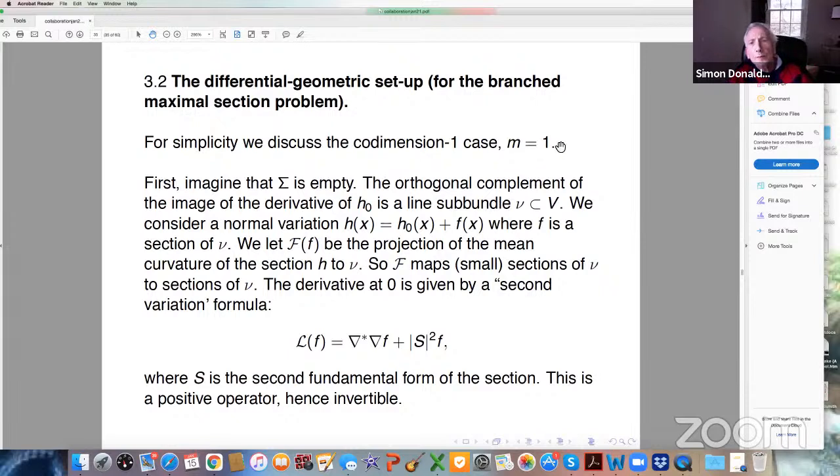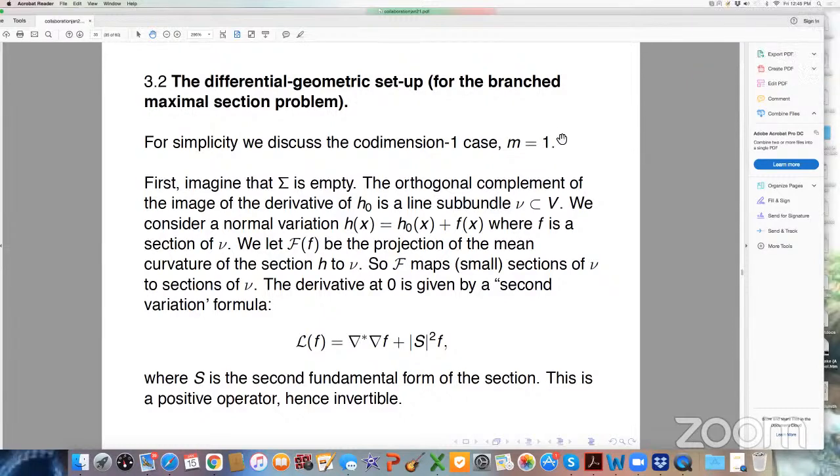So actually, I forgot to say something. For simplicity, we will just discuss the codimension 1 case, when m is 1. Really, we're mainly interested in the case when m is 19. It doesn't matter what m is. Taking different values of m makes some complications in the setup, but not really of an essential kind. So for simplicity of exposition, we'll look at the case when m is 1.